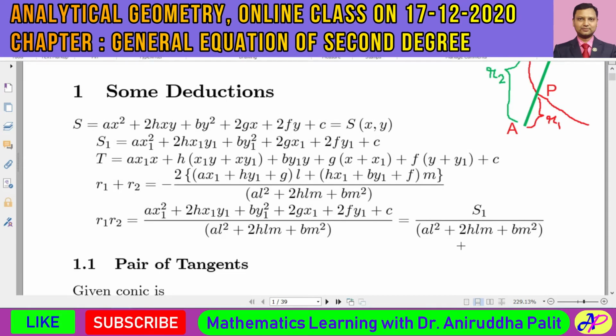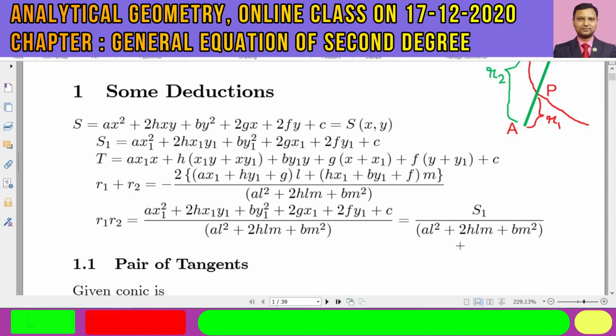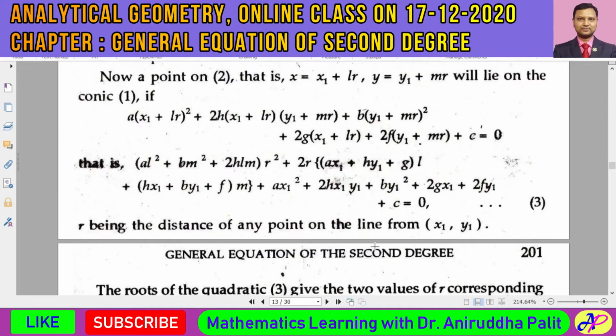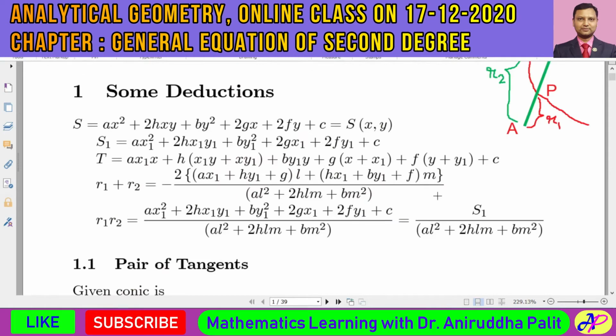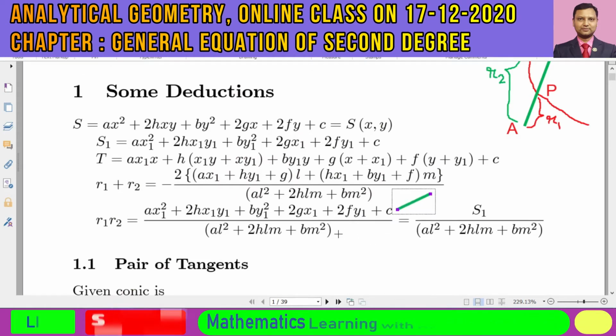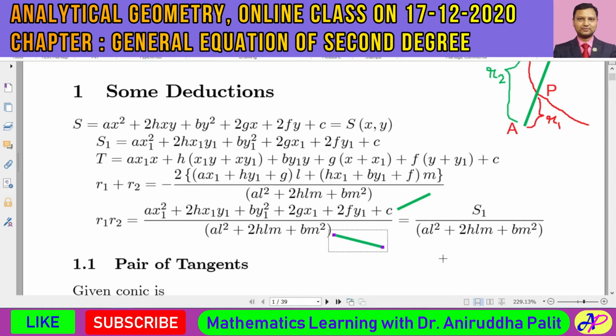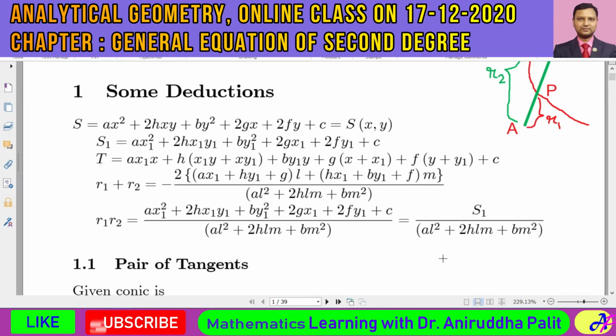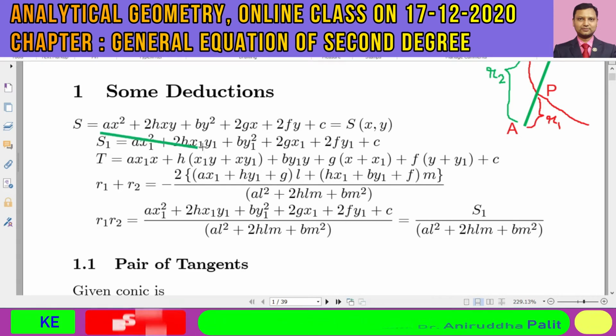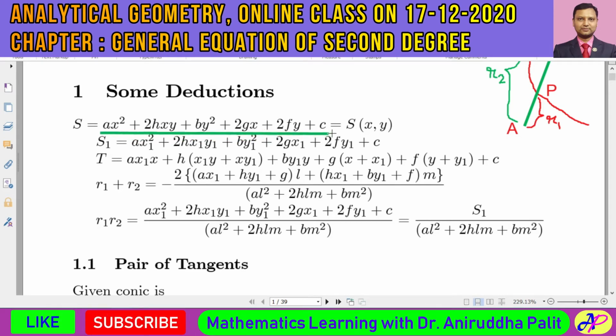Similarly, the product R1 into R2 will be equal to this constant term divided by the coefficient of R square. All right. So this is the expression, this constant term divided by the coefficient of R square. Now in this kind of deduction, we will always follow certain notations. What kind of notation? Over here, we shall always represent this expression by capital S.